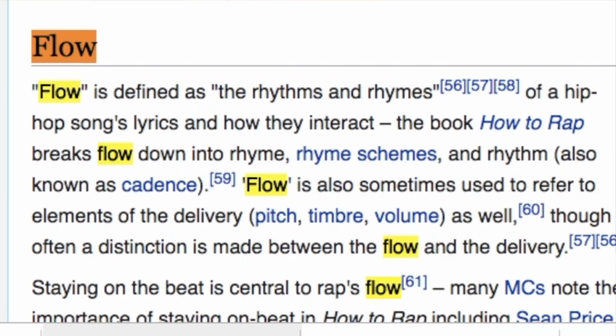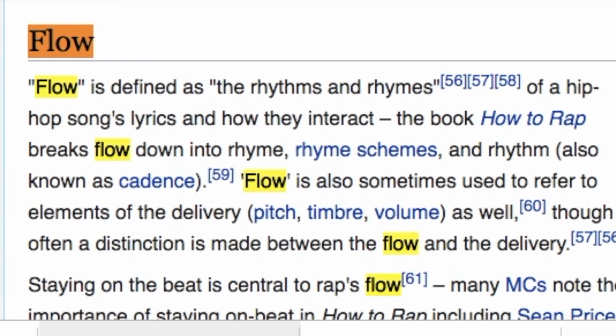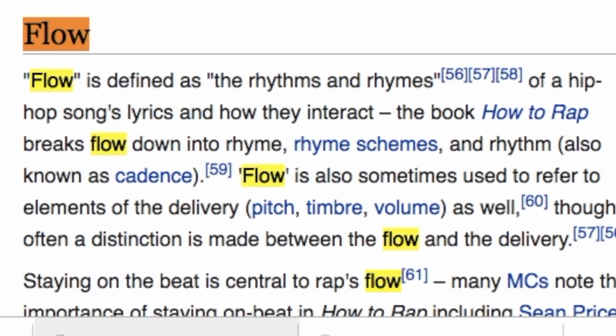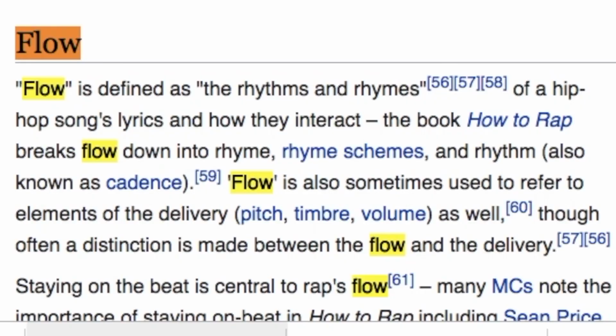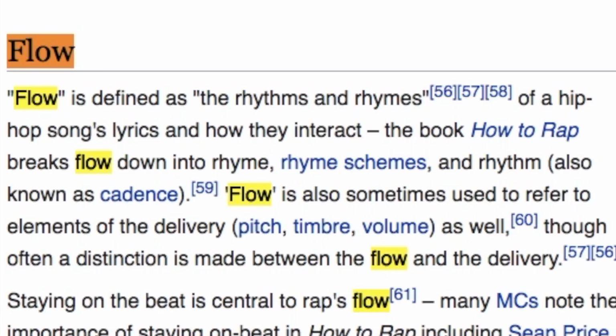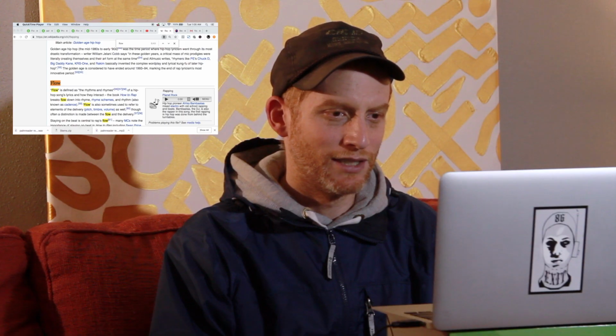The Wikipedia definition is flow is defined as the rhythms and rhymes of a hip hop song's lyrics and how they interact. The book How to Rap breaks flow down into rhyme schemes, and rhythm, also known as cadence. Flow is also sometimes used to refer to elements of the delivery, pitch, timbre, volume as well, though often a distinction is made between the flow and the delivery. Okay, so I have a slightly different definition.